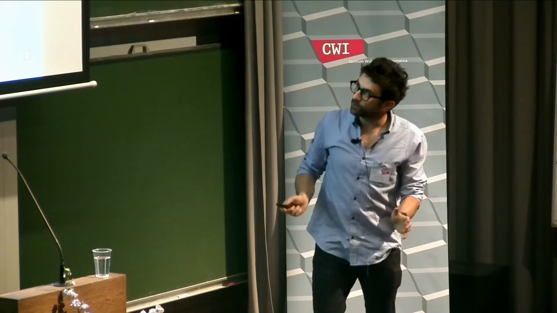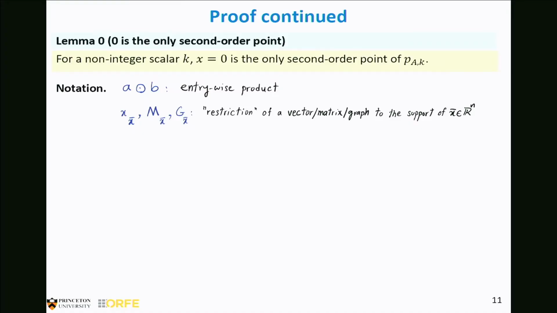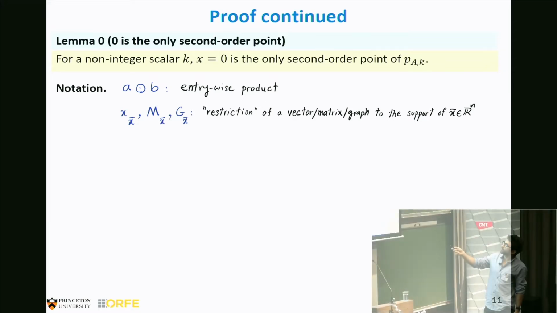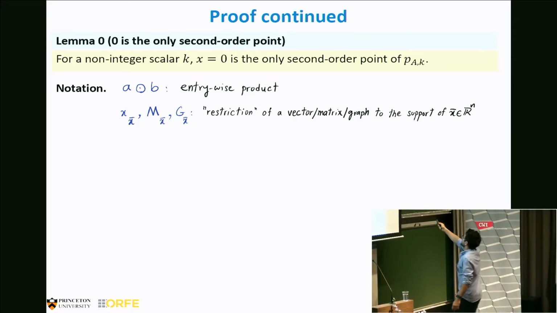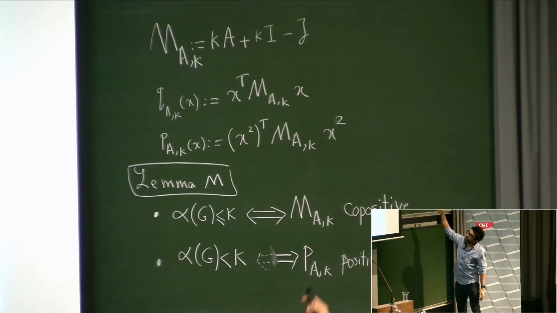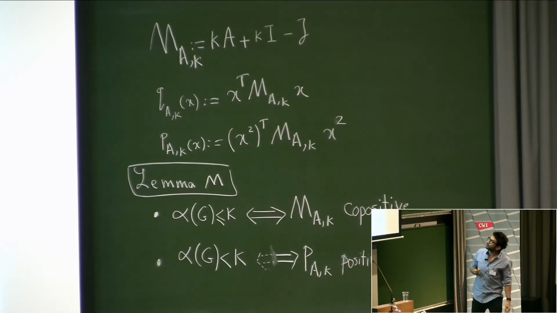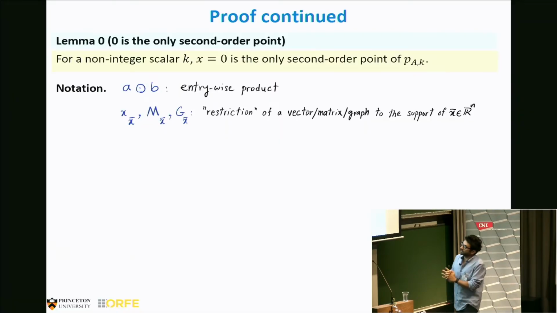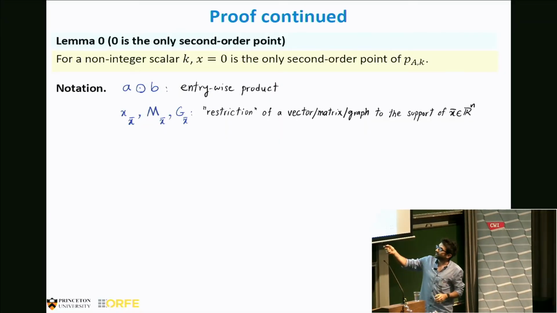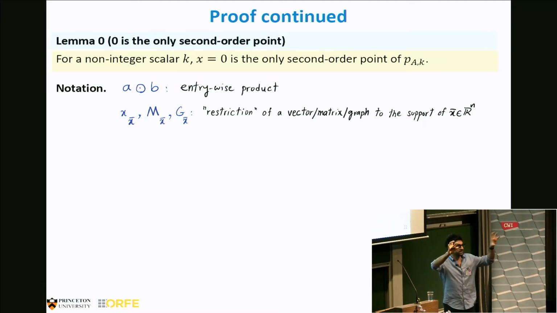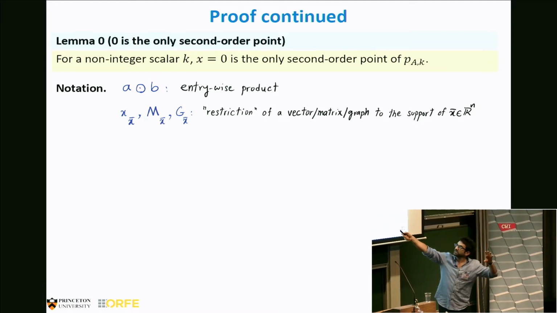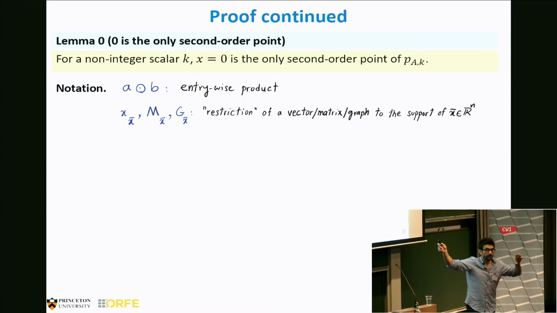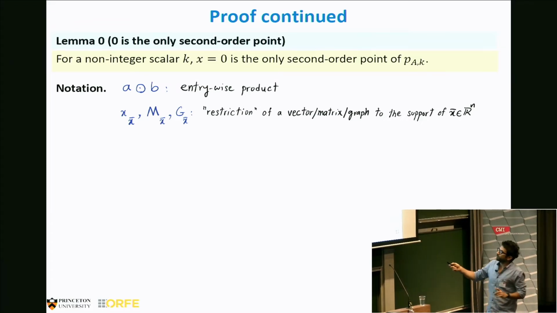Okay, so now the goal is to prove lemma 0, which is very easy to state. If you have a non-integer k, and you construct this polynomial of degree 4, then over all points in R^n, 0 will be the only second order point. Okay? And this is where it gets kind of interesting. So I'm going to need some notation. For two vectors A and B, or for two matrices A and B, this notation is the entry-wise product. Okay? And I need some other notation here.